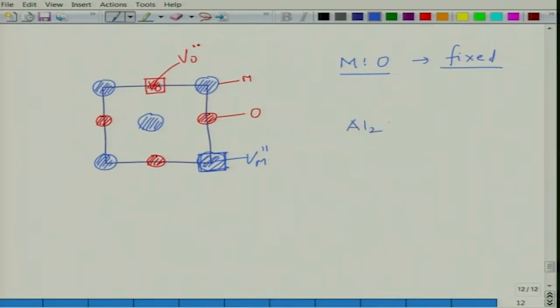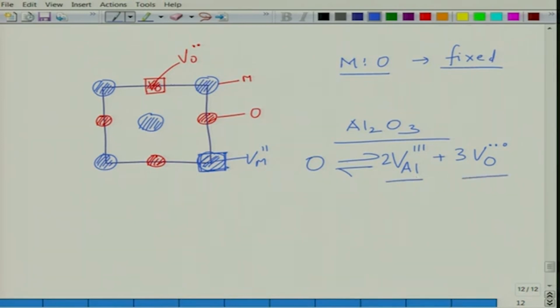Suppose you wanted to do it for Al2O3. For Al2O3 you can write a reaction as 0 equals... Here you can see the stoichiometry is 2:3, which means you will have 2 vacancies of aluminum plus 3 vacancies of oxygen. So, you can see you have site neutrality, mass conservation, and charge conservation, you have 6 negative and 6 positive charges. So, you can write this reaction for Al2O3.